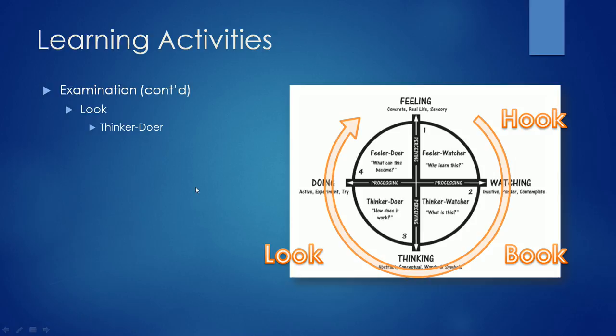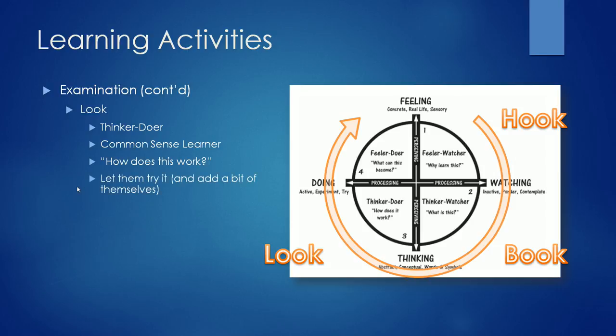These are the thinker-doers, or in the format system, it's called the common sense learner. They're the ones that say, it's not just enough for me to know what it is, I need to make sure it works. I need to make sure that it actually is something that's useful. So the common sense learners are asking the question, how does this work? And the way you answer that question is to let them try it and add a little bit of themselves. If you can let them try it, work it out, practice with it, and add a little bit of themselves to that, then you have answered their question.